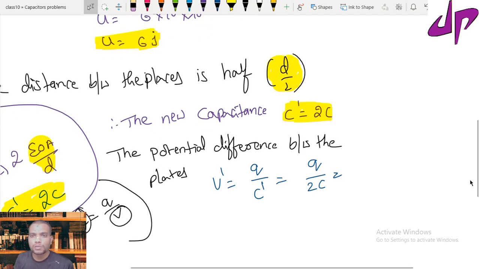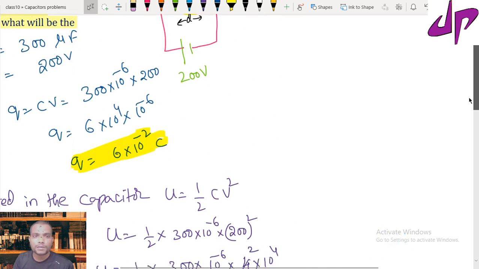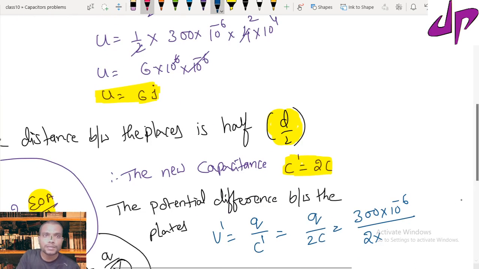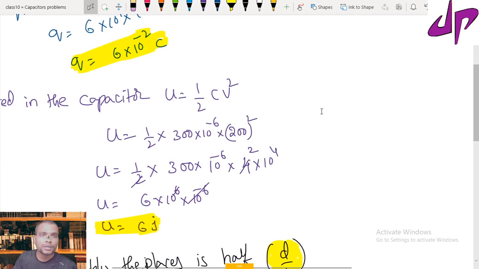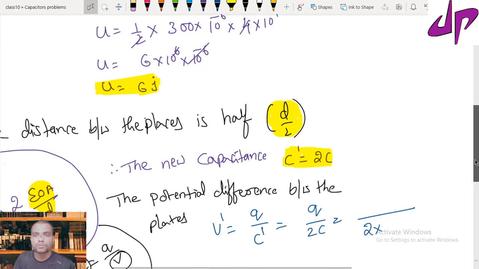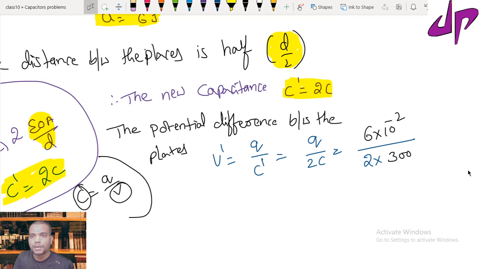The charge Q is 6 times 10 power minus 2 coulomb, and the capacitance of the capacitor is 300 micro, that is 300 times 10 power minus 6.